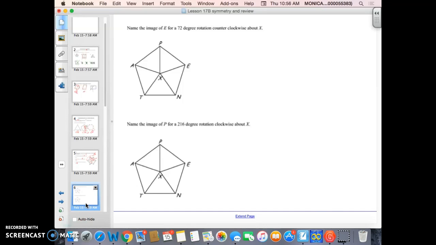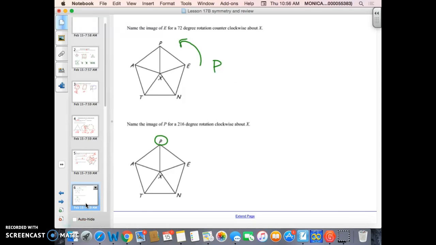The image E has a 72 degree rotation about X. So you want to name where E would be if it went counterclockwise. So counterclockwise is against the clock. It would be on P. Name the image for a 216 degree rotation about X. So P is going clockwise. So you need to know how many 72s are in 216.